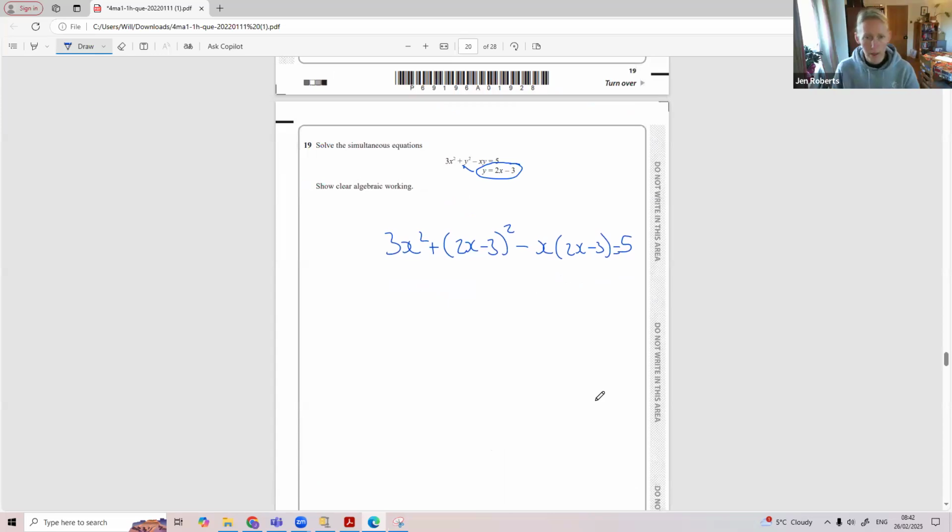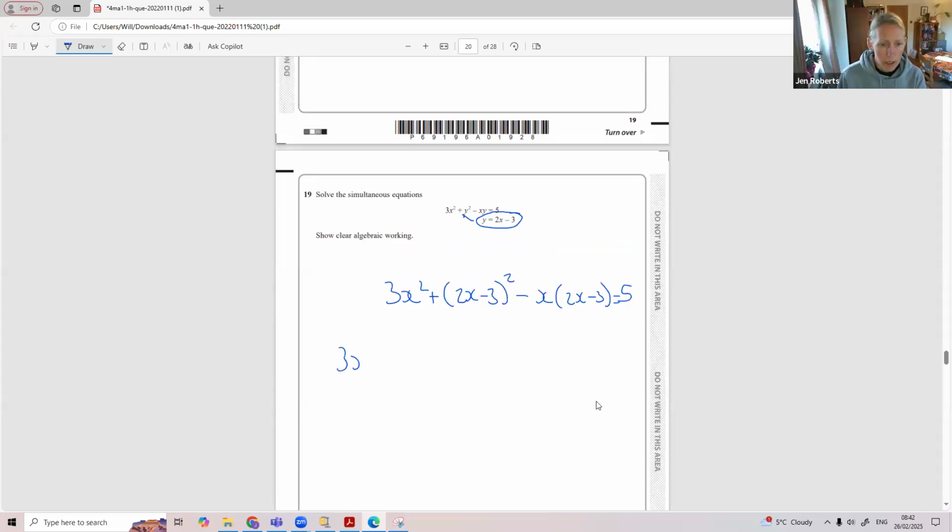It's worth 5 marks. 3x squared. Don't forget this is a double bracket here, isn't it? So you've got to imagine expanding it like this as a double bracket, which gives you 2x times 2x is 4x squared. Minus 3 times 2x is minus 6x. Again, the minus 6x plus 9. Minus 2x squared, minus x times minus 3 is plus 3x. Just be careful of that. That's definitely a place where people would go wrong here. Negative x times negative 3 is positive 3x.